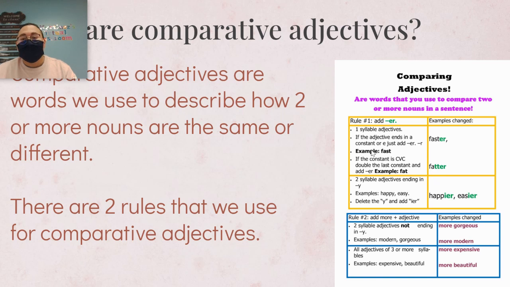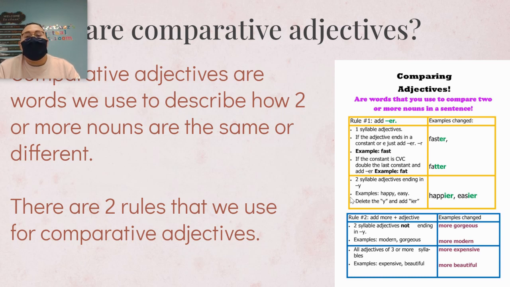Fatter. Okay. So also, when I have a two-syllable adjective ending in y, I have to change the y to an i and add er. So if there's a two-syllable adjective like the word happy, look at the word happy, right? And it ends in a y, I add ier, right? So also the word easy, I take away the y and add ier. So there is rule number one with adding er to adjectives.